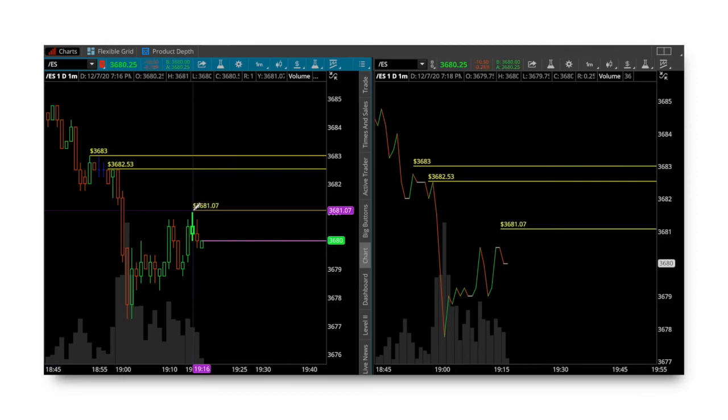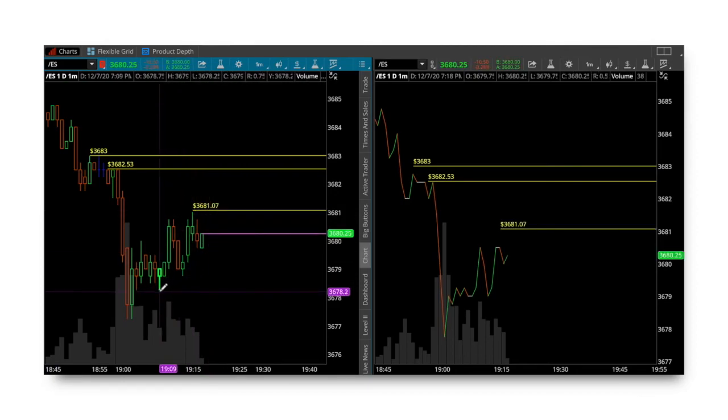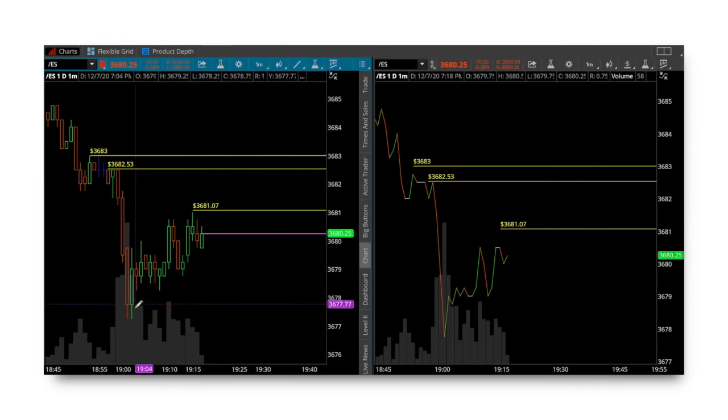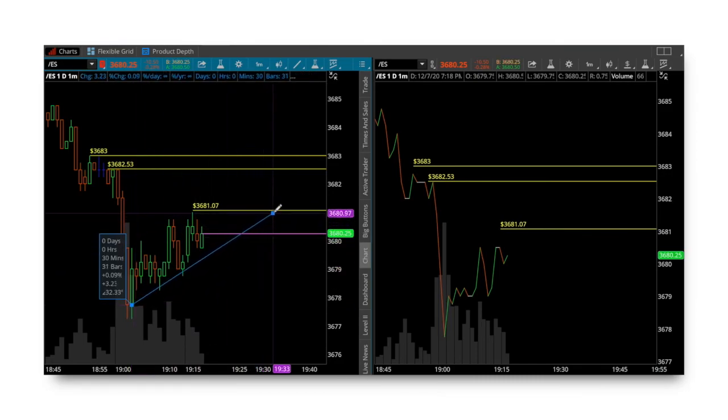I draw my resistances, which end up being potential supports, right? I see that there's a possible kind of uptrend here. I see an ascending wedge, so I'm just going to draw the wedge real quick and see how price action reacts to it, the way that I would during my trading sessions. So let's put it right here.